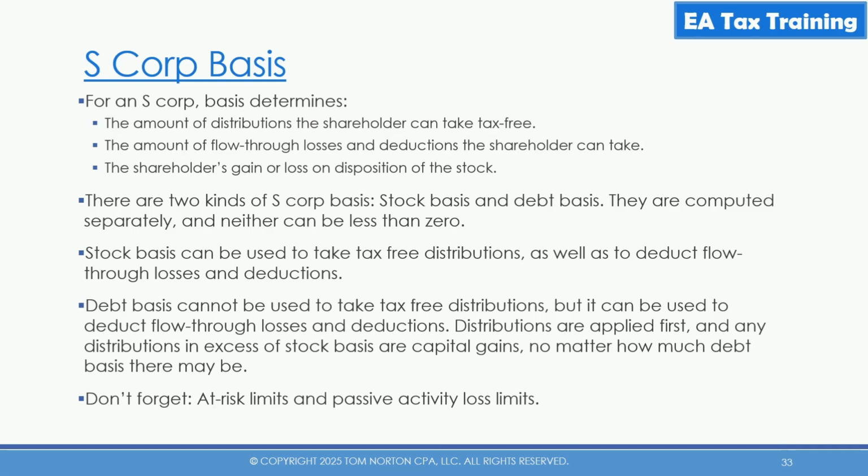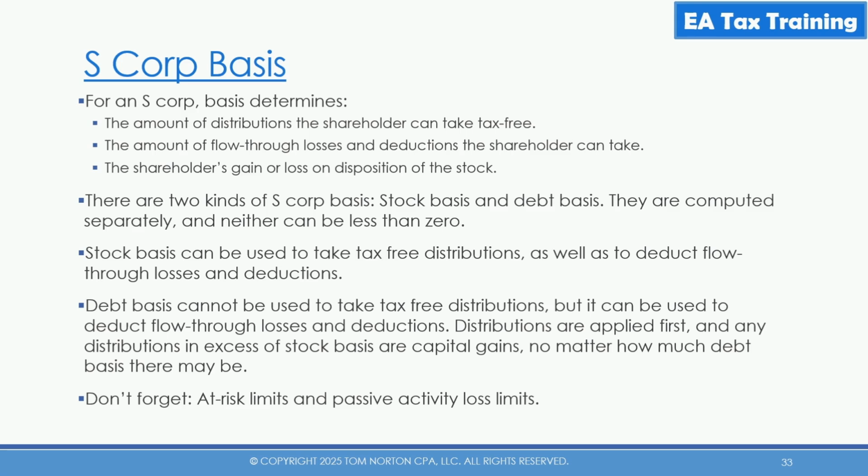So you're going to apply the distributions. Those are only applied against stock basis, and any distributions in excess of the stock basis are capital gains. So remember, the stock basis is you're basically giving the shareholder their money back for what they've invested, so that's not taxable. But any amounts in excess of that basis are capital gains. And it doesn't matter how much debt basis the shareholder may have, they can't use that to offset distributions.